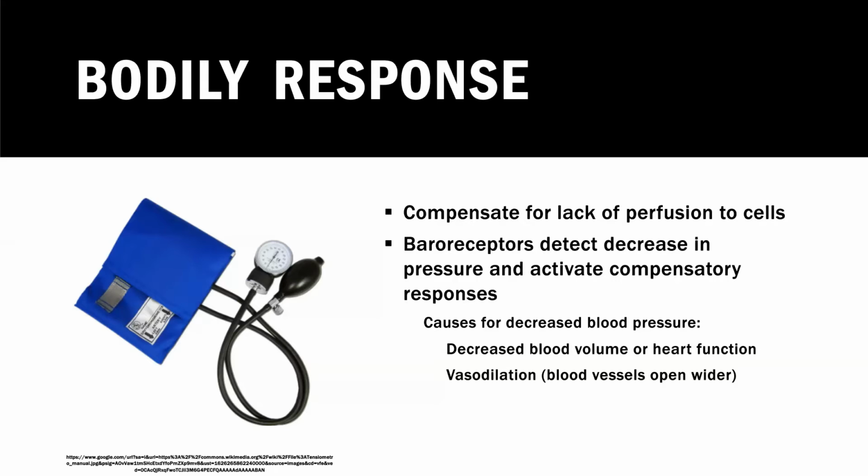Baroreceptors, or pressure or stretch sensors, in the aorta and carotid arteries sense a decrease in pressure and activate these compensatory responses, sending a message to the hypothalamus in the brain. Some causes for a decreased blood pressure include decreased blood volume or heart function, as well as vasodilation, or blood vessels opening wider, which is actually the opposite of vasoconstriction, which is blood vessels shrinking or getting smaller in width.